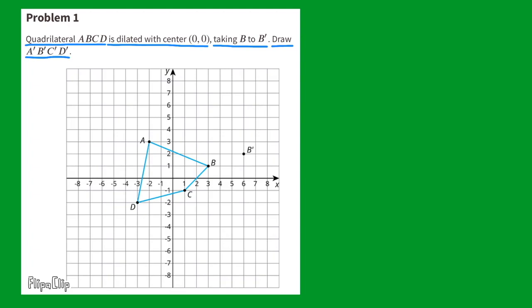First, I want to identify the center coordinates 0, 0. Next, I'll measure the distance from the center point 0, 0 to point B. And then I can compare that to the distance from the center point 0, 0 to point B prime. And I notice that it has a scale factor of 2 because the distance from center point 0, 0 to B prime is twice the distance from center point 0, 0 to B.